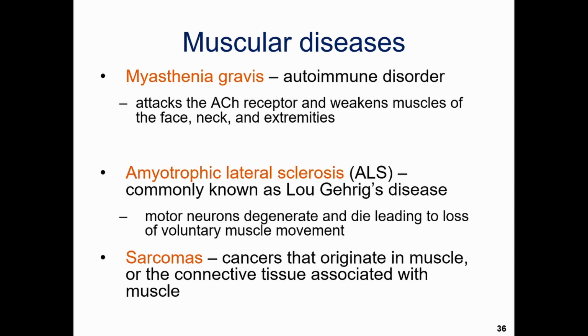ALS, or amyotrophic lateral sclerosis, this is also known as Lou Gehrig's disease. This is a motor neuron disorder where the motor neurons, meaning the neurons that lead to your muscles and talk to your muscles, are going to degenerate and die off. And when those neurons die, there's no way for the rest of the nervous system to talk with those muscles. So the muscles don't ever receive the information. They're never told to contract.